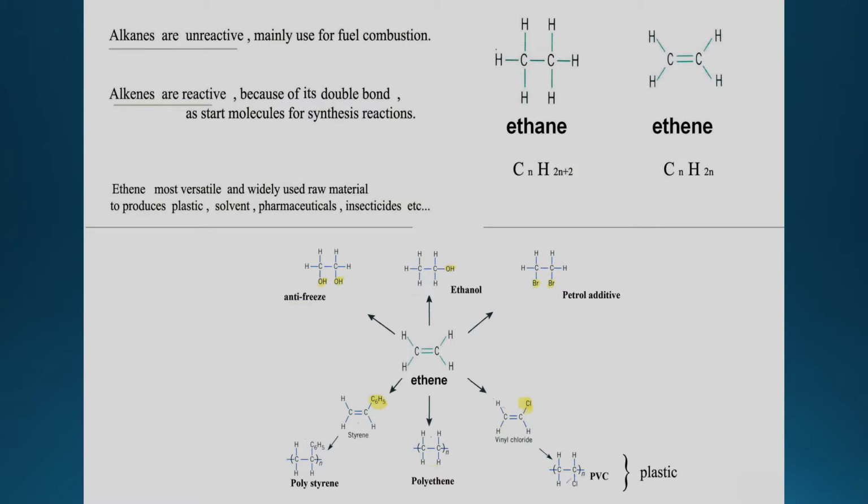Here is a picture to demonstrate, and you can see what's in the center: ethene. Ethene is most versatile, and is widely used as a raw material to produce plastic, solvent, pharmaceutical, or insecticide, etc. They have many uses.